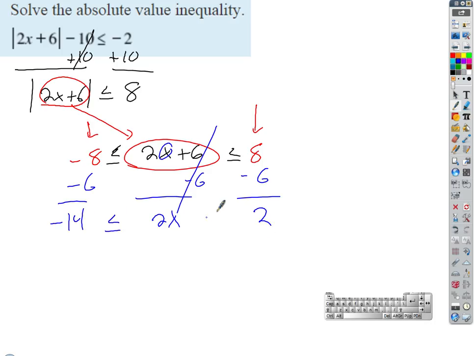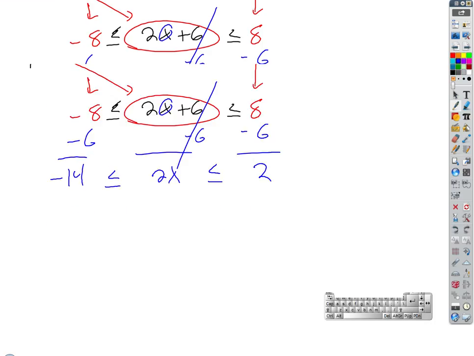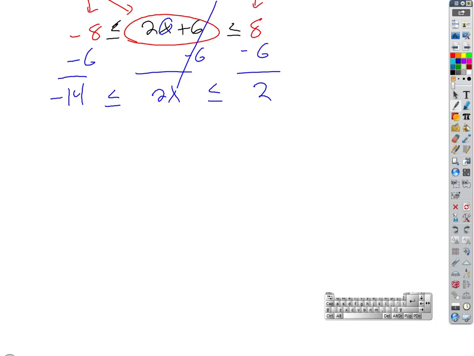Yes. And then last step, divide by 2. Divide everything by 2. So that gives me x. On the left side, I get negative 7. On the right side, I get 1. Does that seem reasonable? That's possible, right? Yes. It works. X could be greater than or equal to negative 7 and less than 1, couldn't it? Okay, good. Let's try it.